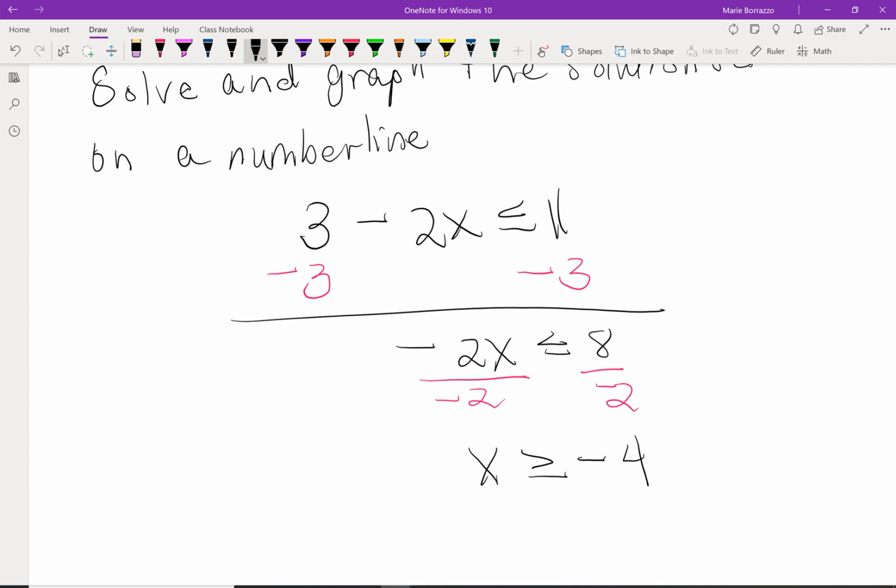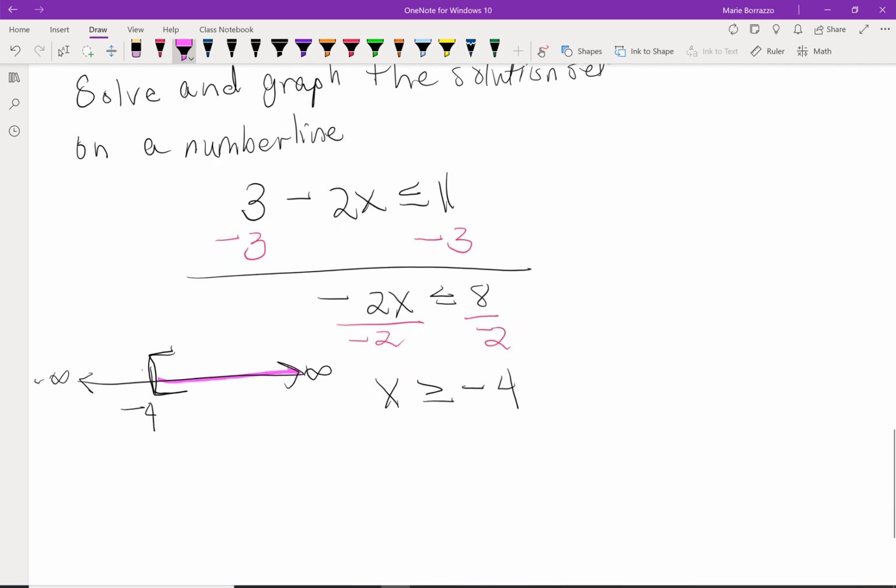And so what they're going to ask you in this case, now that we solved it, is to graph it. So here's our number line. Here's negative infinity. Here's positive infinity. Here's negative 4. This is inclusive, so I've got a bracket, not a parentheses, and I'm highlighting to the right of this. And there you are. That's all they're asking you to do.